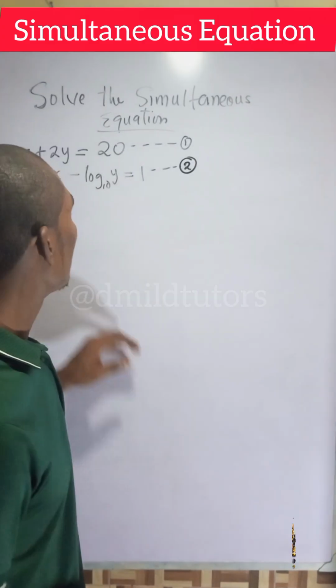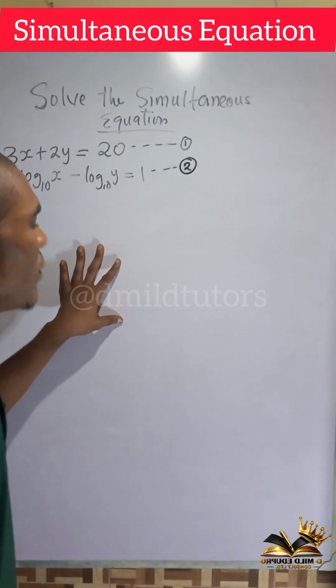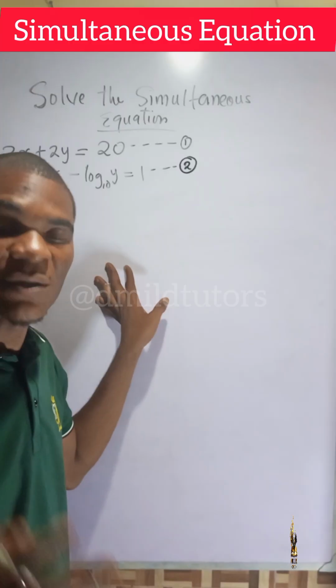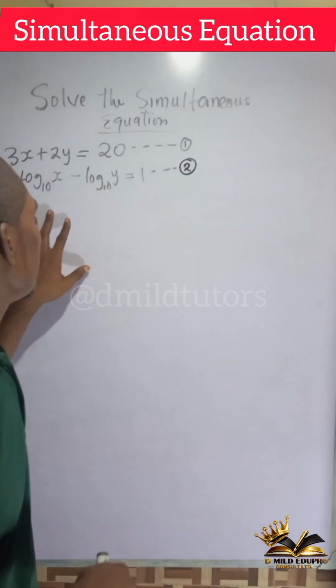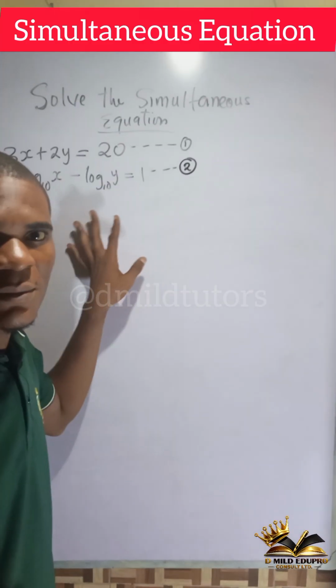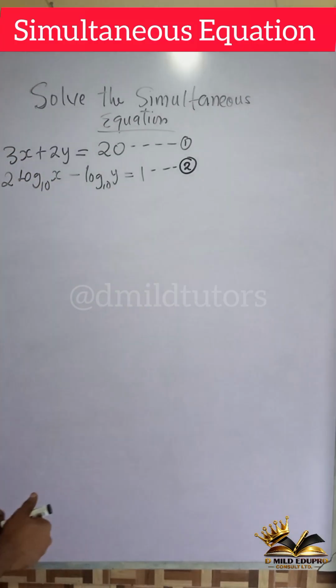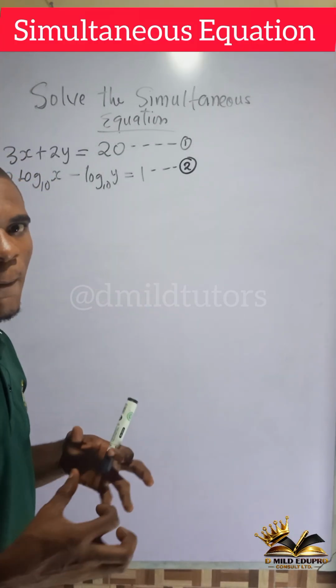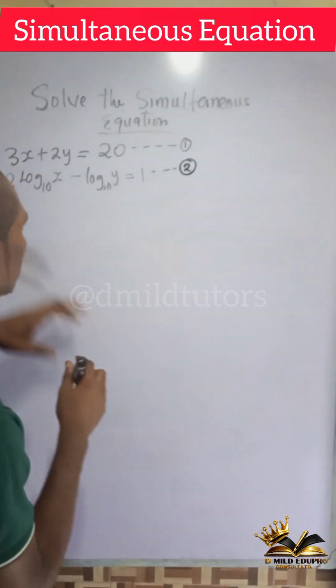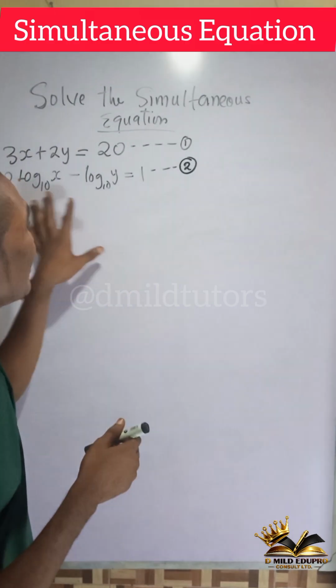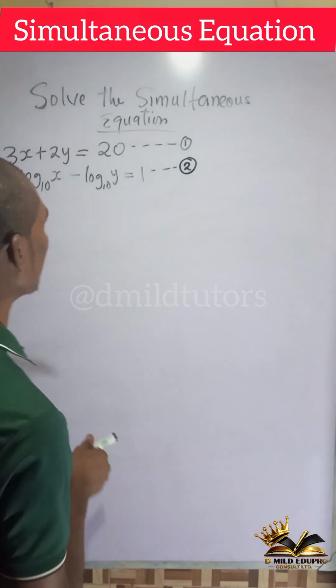Okay, guys, we want to solve this simultaneous equation, but what makes this special from any other simultaneous you've been seeing is that it carries logarithm, log 10. So the first thing we have to do is to make sure that we simplify the one that is complex. In this case, log 10 is the one that carries log, which is equation 2.